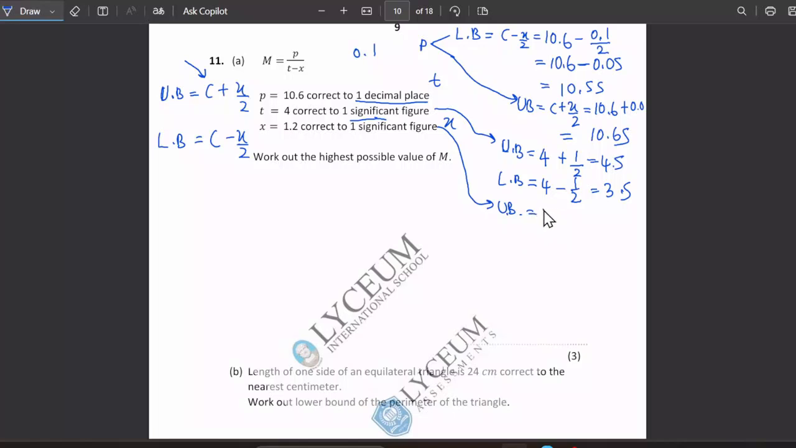Again, we can take x, upper bound and lower bound. Upper bound is c plus x over 2, x being, now here one significant figure, correct to one significant figure. So what is the first significant figure?